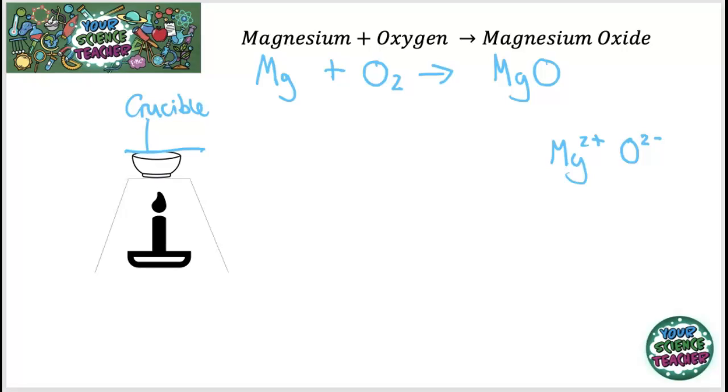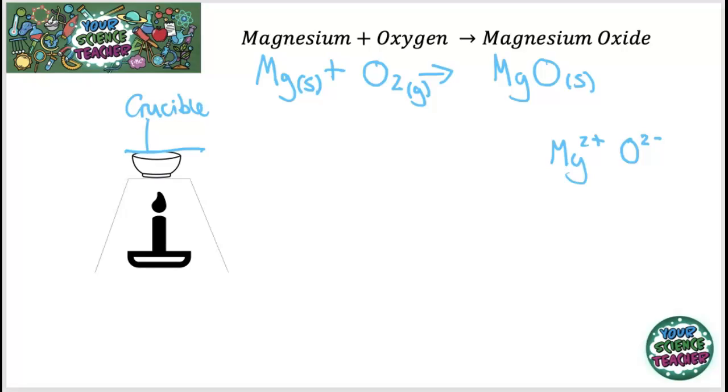The next thing I do in a balanced symbol equation is I put my state symbols in. Now, magnesium is a metal and it's found in the solid form, so I put an S in brackets. Oxygen is a gas, so it's represented with a little g, and it's making magnesium oxide, which will be formed in my crucible, which is a solid as well.